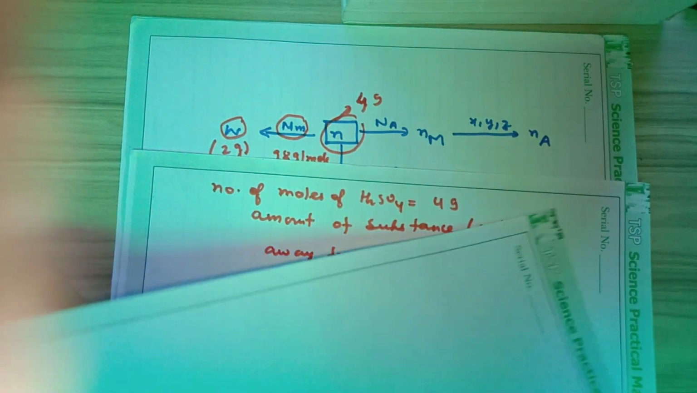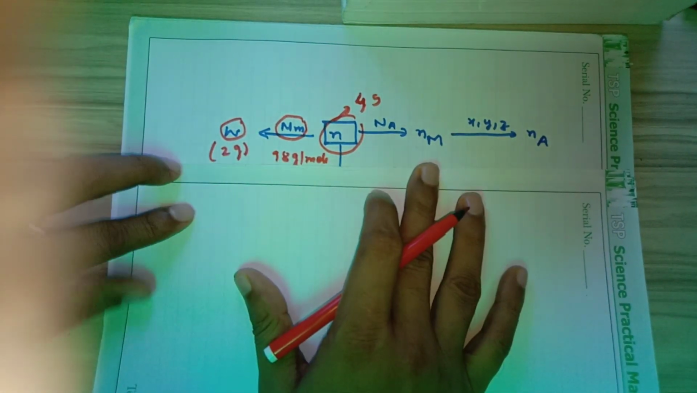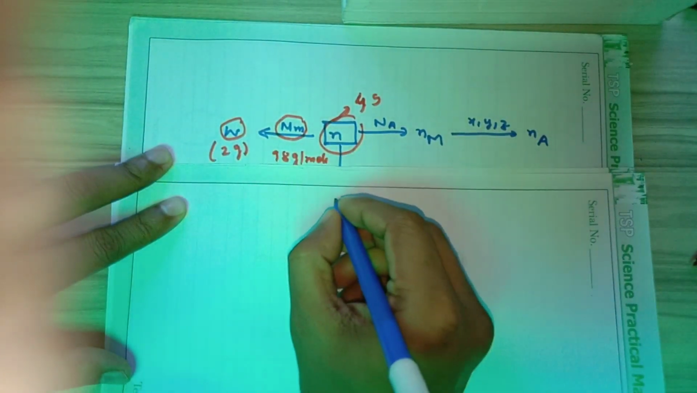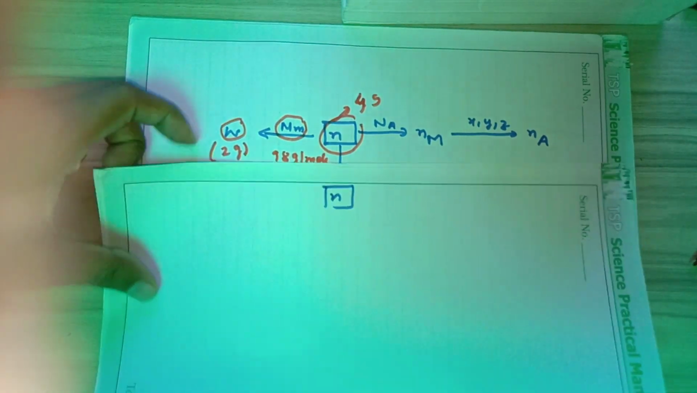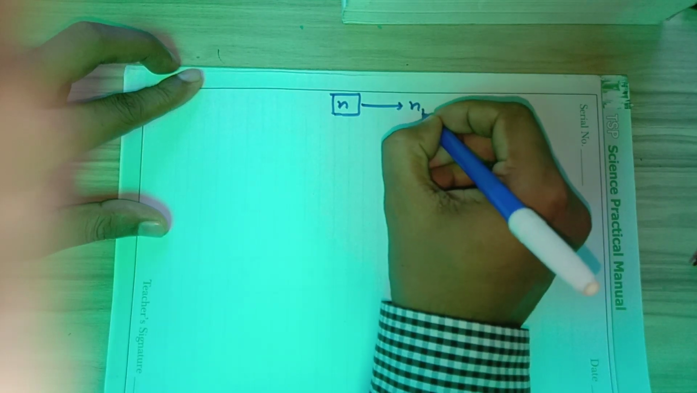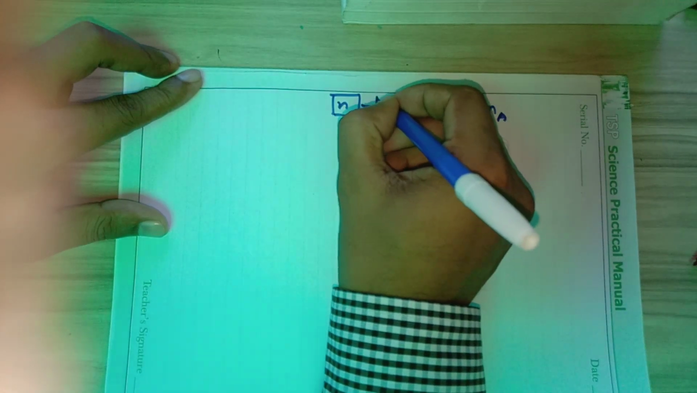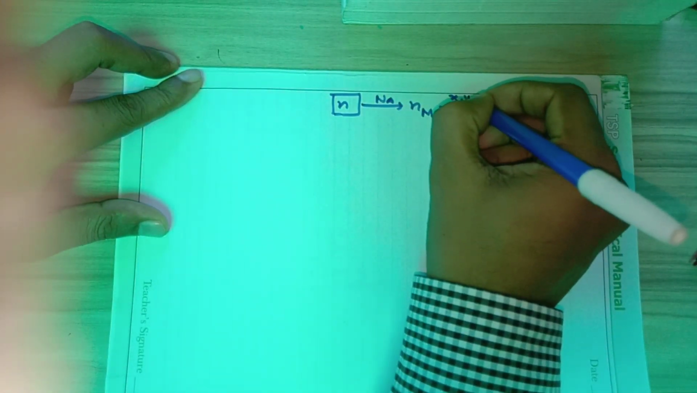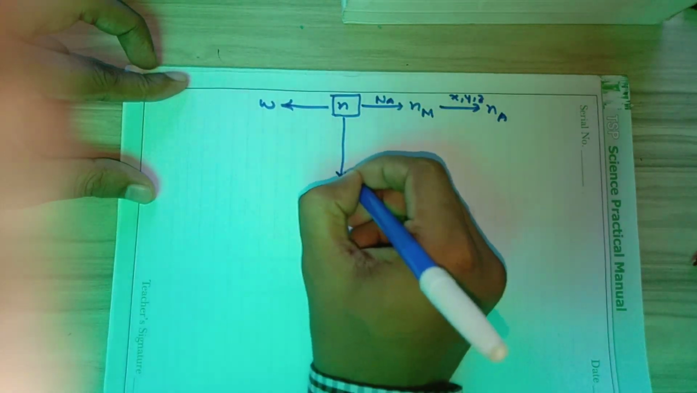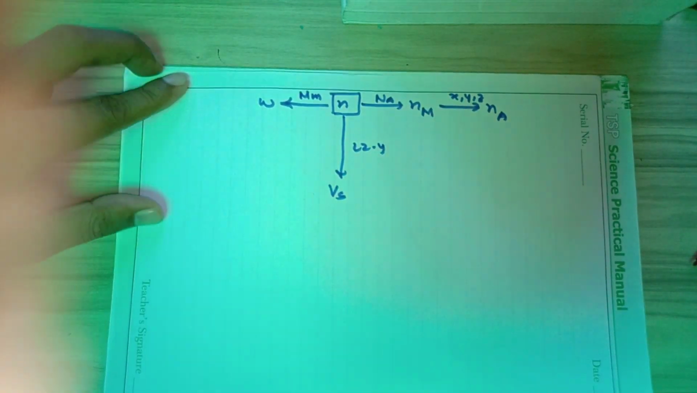Now suppose we have to solve one more question. Now let's make the table again. Here it is N, here it is number of molecules, here it is number of atoms, here it will be Na, here is X, comma Y, comma Z, here it will be W, here is 22.4, here is molar mass, here is volume of substance.